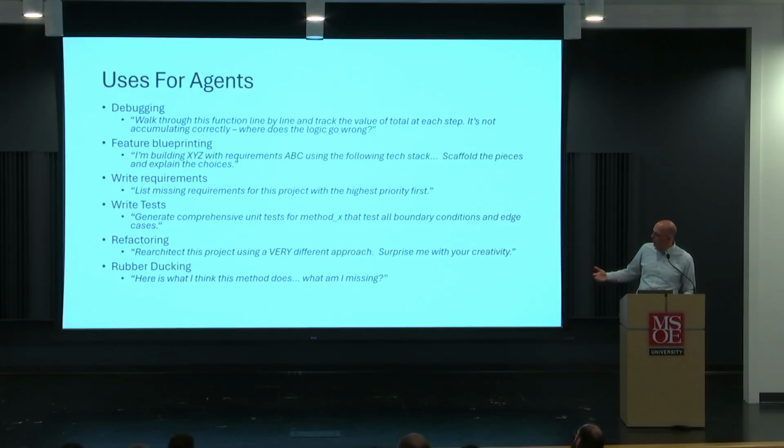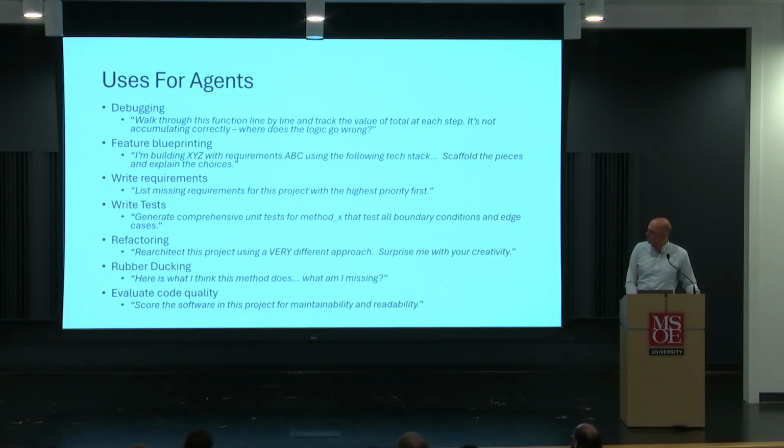Rubber ducking, so this is, I think, what this method does. What am I missing? It lets you ask stupid questions that you wouldn't want to ask the person down the cubicle because you don't want to look stupid. But the LLM doesn't care, doesn't judge. If you ask it to judge, it will judge. But it won't judge just outright, right? So evaluating things like code quality, I showed you that example earlier.